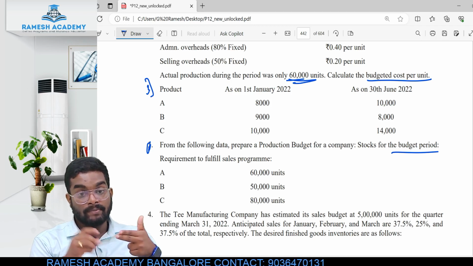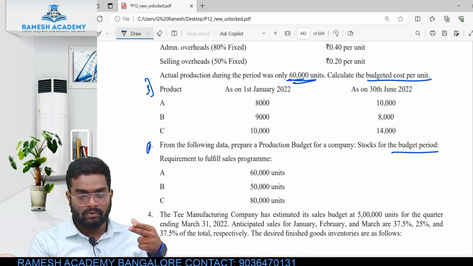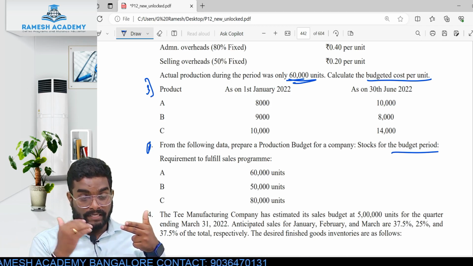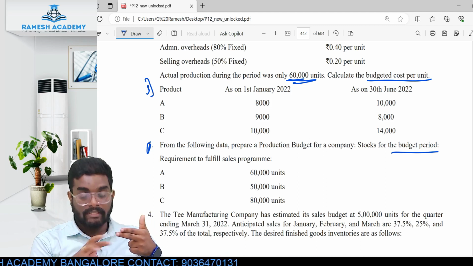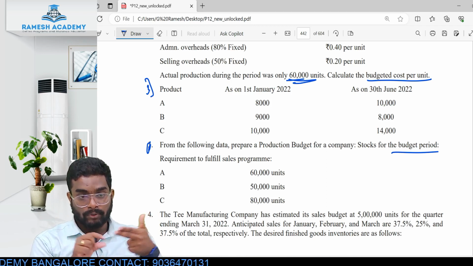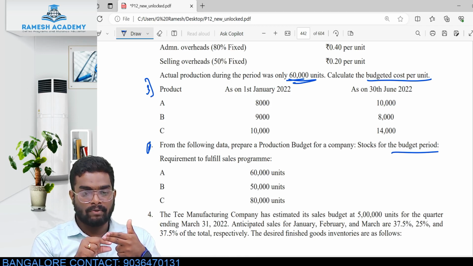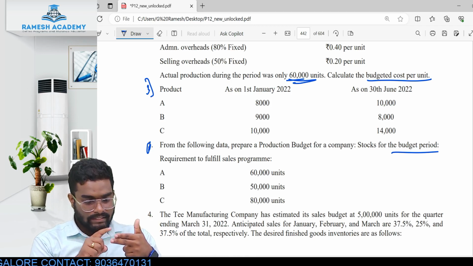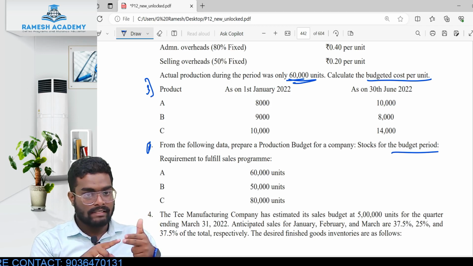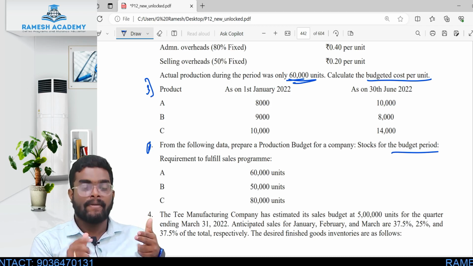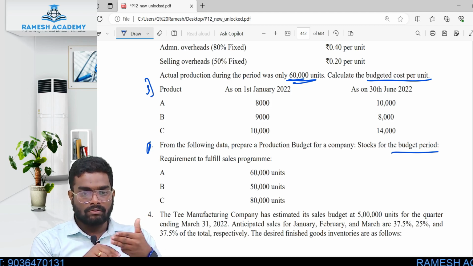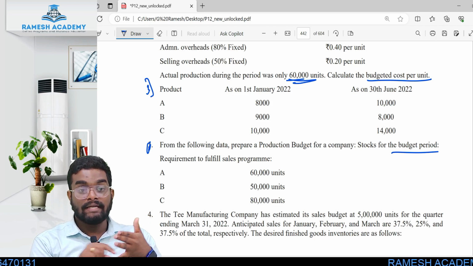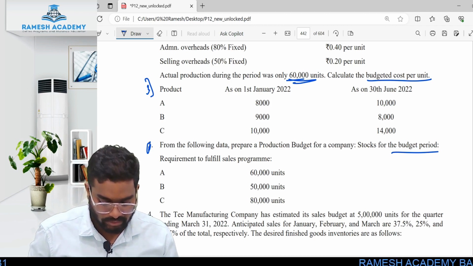But sometimes we will be having some opening stock also, which is leftover. So after taking into consideration all things, we have to produce the net number of units. That is, we have to produce sale and the closing stock. That is our total requirement. But we will be having some opening stock, so we will be deducting that. The net we have to produce. So that is the concept here.